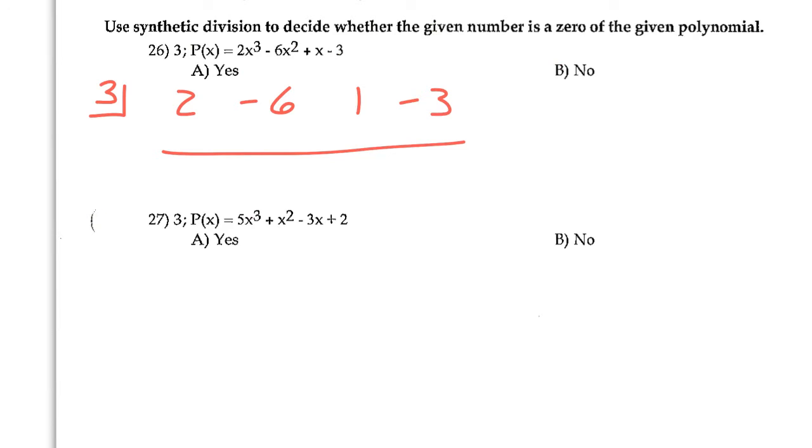Okay, let's use synthetic division to find out if 3 is a 0. If it is, we will end up with a 0 in this spot. Let's see, bring down the 2, we get 6, add together, we get 0, multiply, we get 0, add together, we get 1, multiply, we get 3, and voila, we get a 0. So since we got a 0, 3 is a 0, so yes, it is a 0.